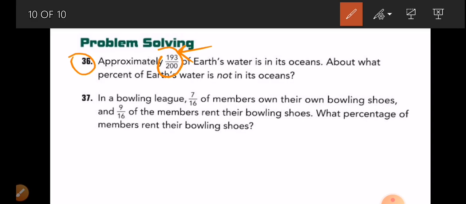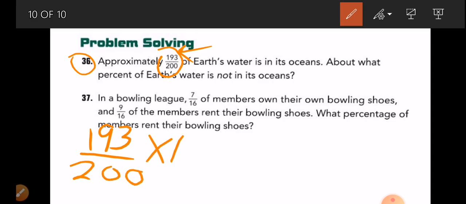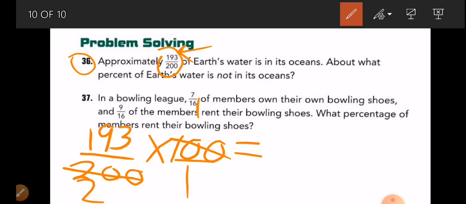Multiply by 100. Yes, it's correct. Or another choice, do you remember it? If you can make the denominator 100, it means it's also a percent. I will use the way of multiplying by 100. So 193 over 200, multiply by 100 to find this percent. So here over 1, I can simplify, divide by 100, divide by 100. 1 multiplied by 193 is 193 over 2. So now I need to divide 193 by 2.